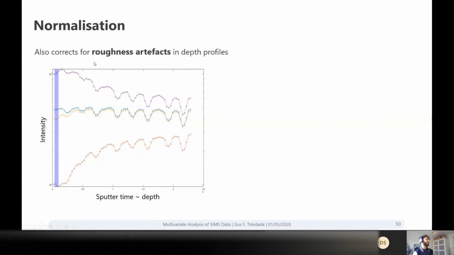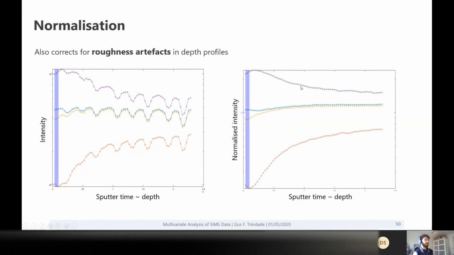Also for depth profiles, it's quite important to normalize because sometimes due to roughness, you get this kind of wavy pattern. These are roughness artifacts. If you don't normalize, you may get a principal component or NMF endmember showing this waviness as if it was some variation in chemistry. Many times it's just a variation due to topography. So when you do this, you flatten the profiles as well.